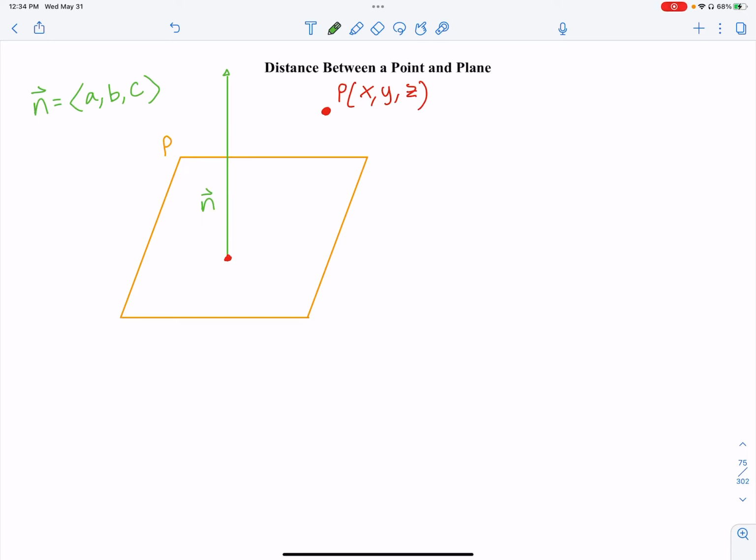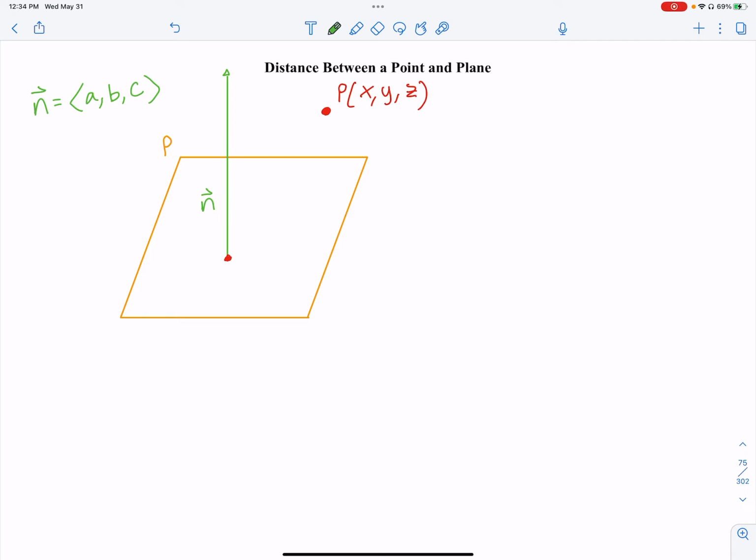This video will continue our discussions of planes in 3-space by answering how to find the distance between a point and a plane. So we have a plane P there in orange and a point P there in red off the plane. I went ahead and drew a normal and gave my normal components because we're going to use that. Now, I want to think about this.